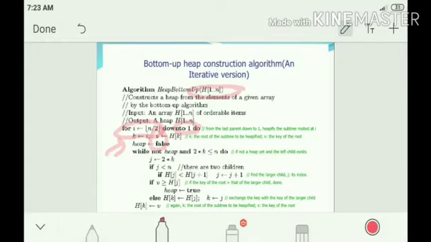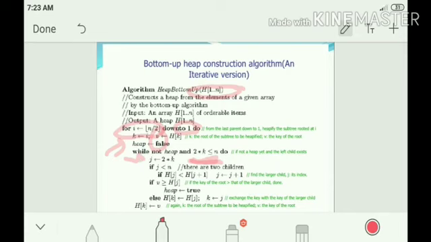While it's not a heap, and 2k is less than or equal to n. So we already know 2j is giving us the position of the left child. So it means that if 2k is within the array boundaries, then there is a left child in the tree. So if 2k is less than or equal to n, then it means that there still is a left child. So now j is going to point to the left child.